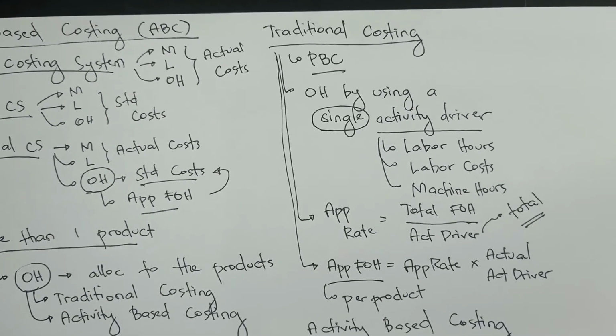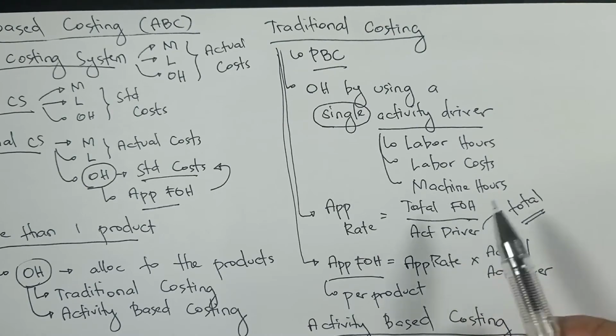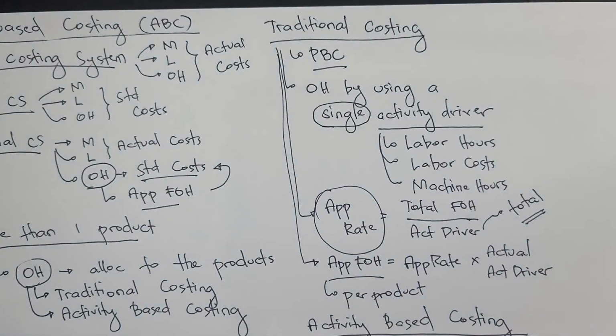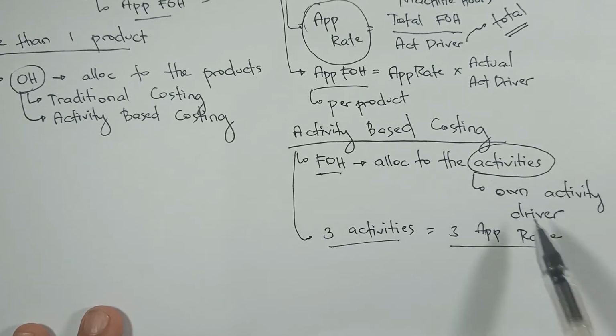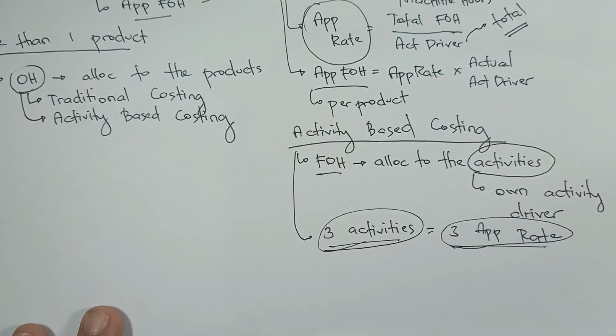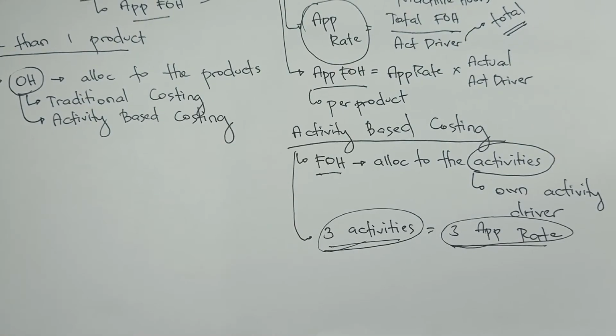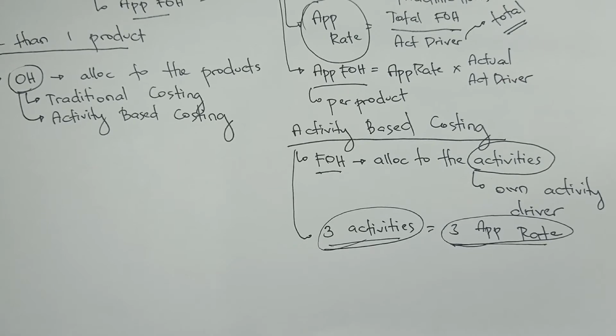Not unlike sa traditional costing, wherein, since isa lang yung activity driver, asahan mo isa lang ang application rate natin. Pero sa activity-based costing, since overhead is allocated to activities and activities have their own activity driver, asahan mo that the number of application rates na makukompute natin dito will depend on the number of activities we have. Liwanag ba yun? Okay ba tayo doon? Alright, so ngayon ganito. Try nating i-apply yung mga concepts na yan sa mga problems.